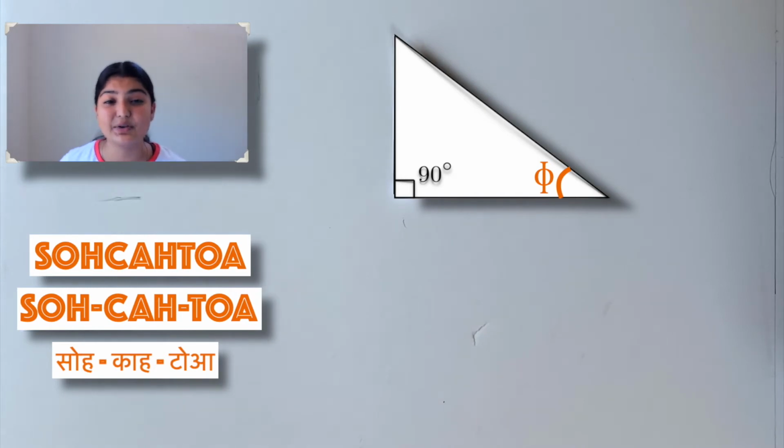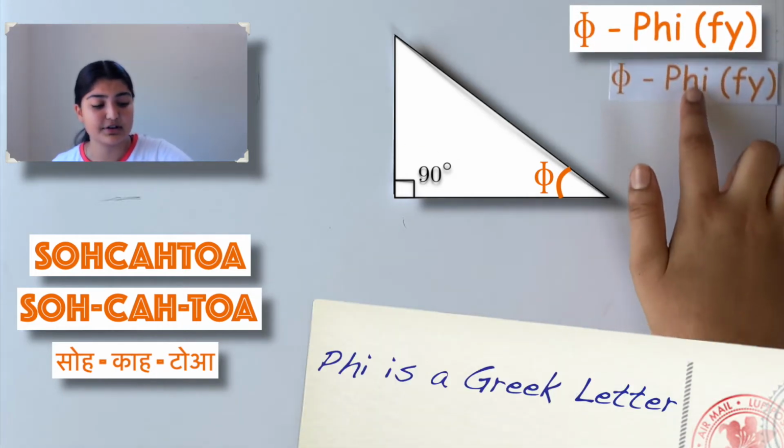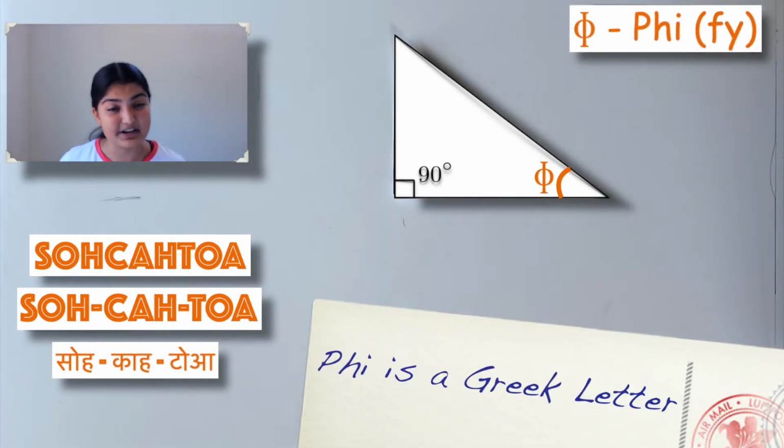So this angle measures 5 degrees. But what is phi? Phi is simply a Greek letter created by the ancient Greeks.